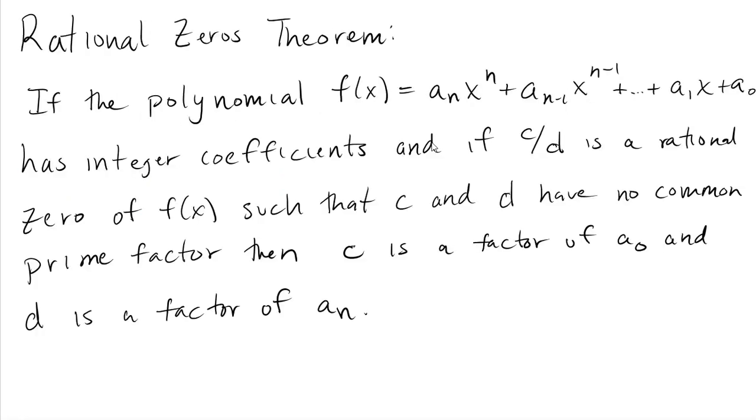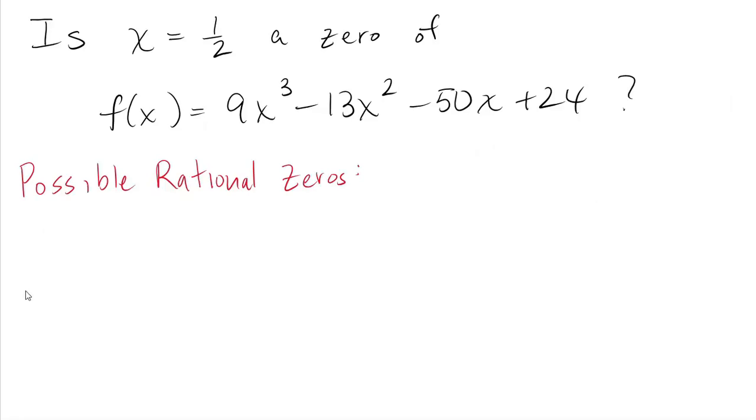This rule says the only possible rational zeros are fractions in lowest terms where the numerator divides into the constant term and the denominator divides into the coefficient of the leading term, what we call the leading coefficient. So I'm going to make two lists. I'm going to make a list of factors of the constant term, which is 24, and a list of the factors of the leading coefficient, factors of 9.